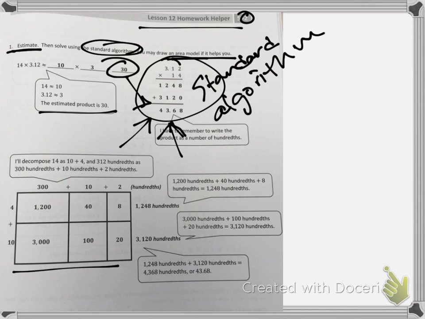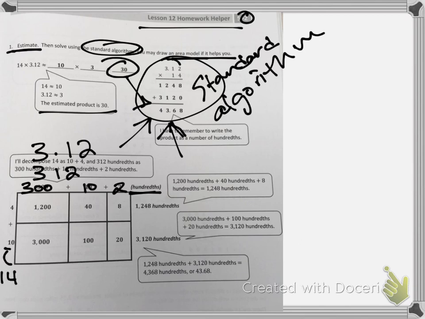Now down here is the area model. It's called the area model because it finds the area of this square, but we decide what the length and width is. So we have 3 and 12 tenths, but we made that 312 hundredths as the unit shows. So this is really 300, this is really 10, this is really 2, and then we have 14 on this side right here. And 14 can be broken into 10 and 4.